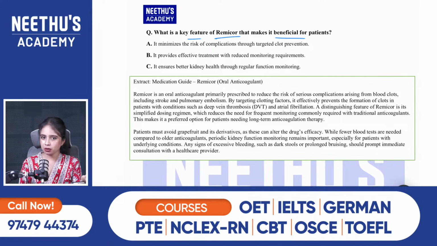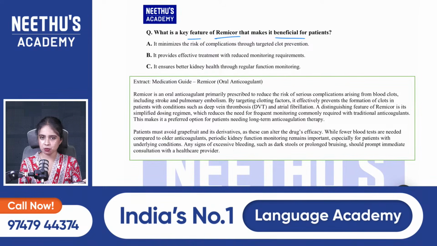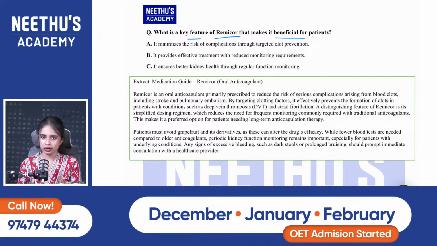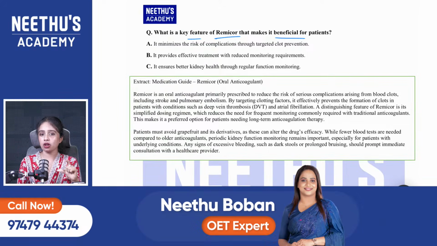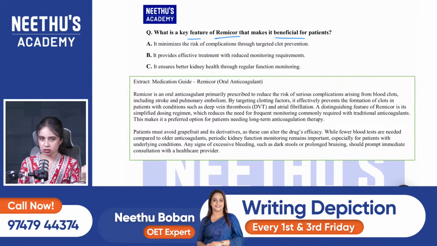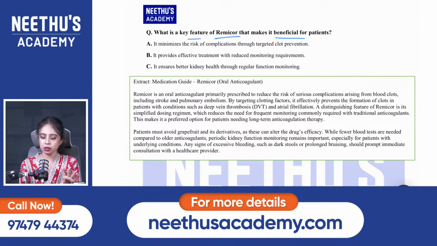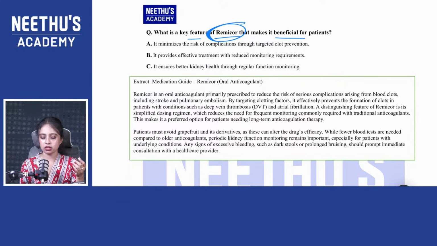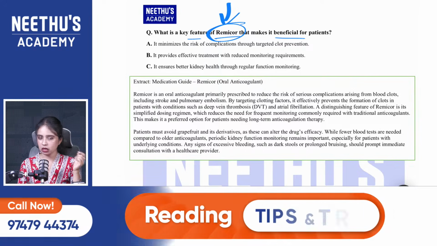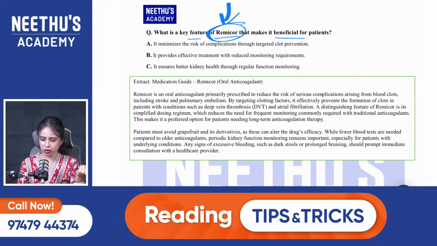So what is a manual? In the manual, which means a small booklet. It will not be a very large book, but a small booklet which contains all the information about a particular device, instrument, machine, equipment or a medicine. So here this is all about a particular anticoagulant, Remicor. What is the medication guide or the key feature of this particular medicine, Remicor? That is the question. So the question is very simple, right?